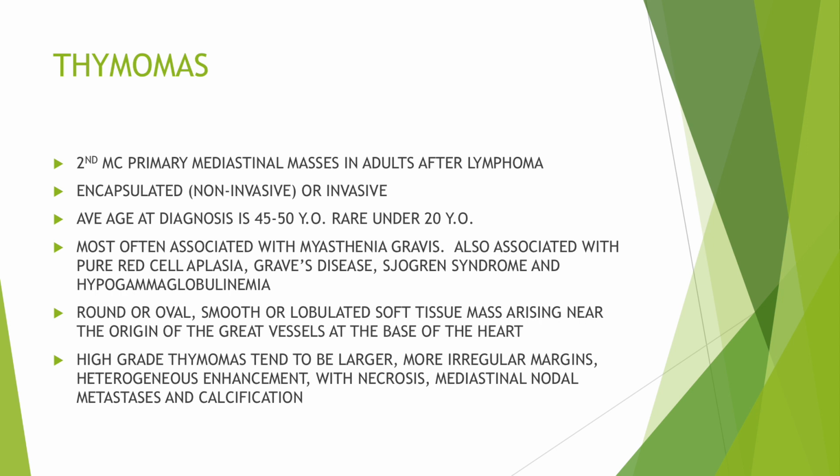hypogammaglobulinemia. It may present as round or oval, smooth or lobulated soft tissue mass arising near the origin of the great vessels at the base of the heart. Your high-grade thymomas tend to be larger, with more irregular borders. It has heterogeneous enhancement, presents with necrosis. There could be mediastinal nodal metastases and calcifications.